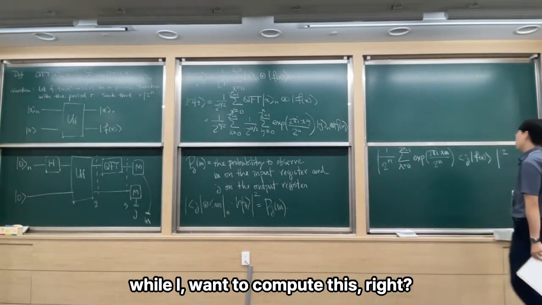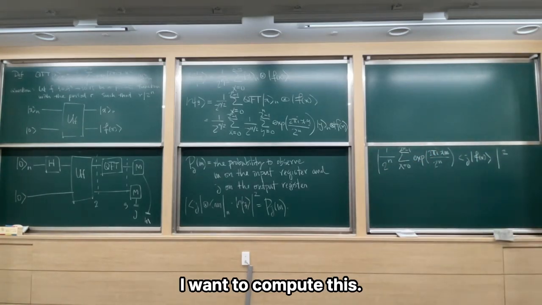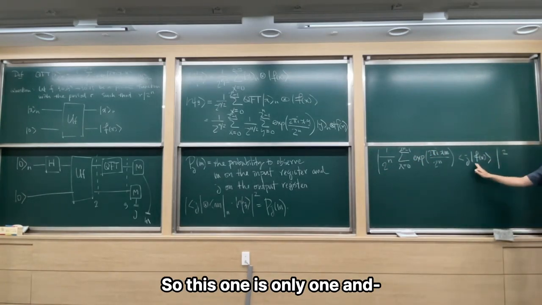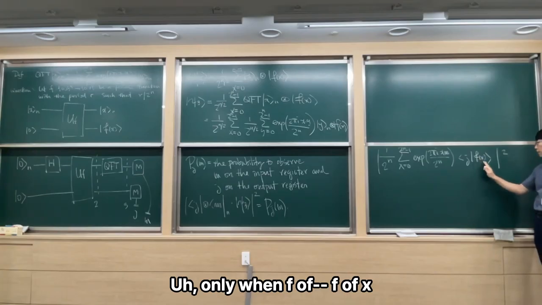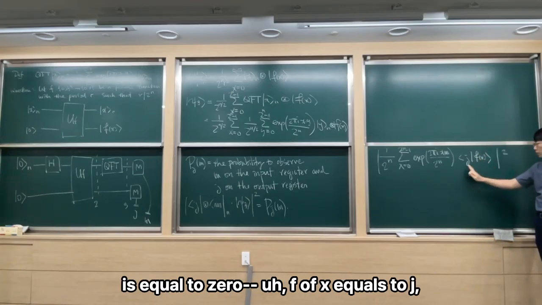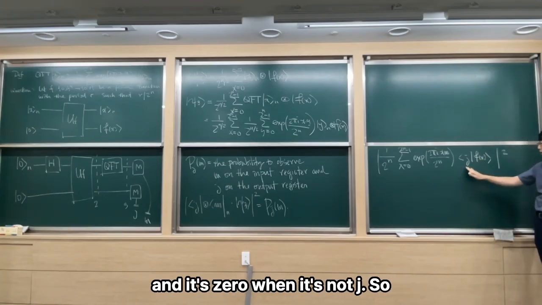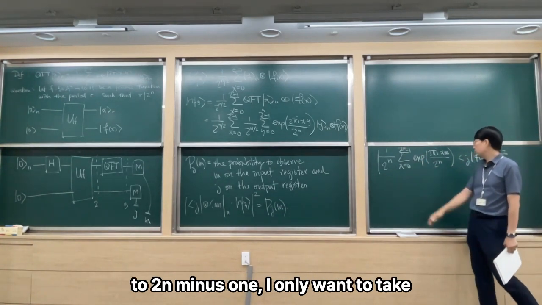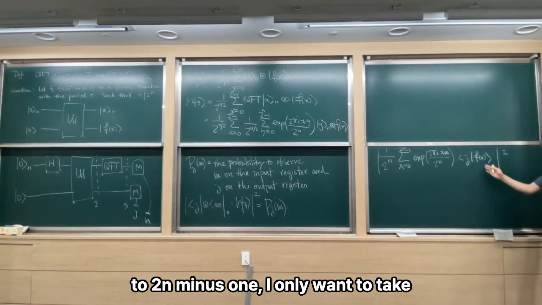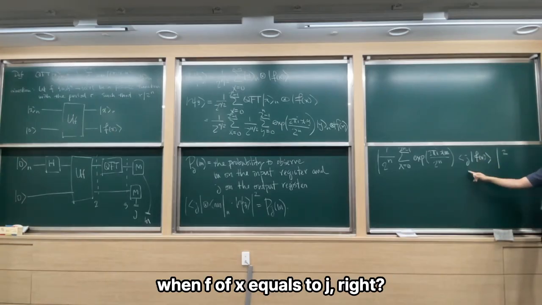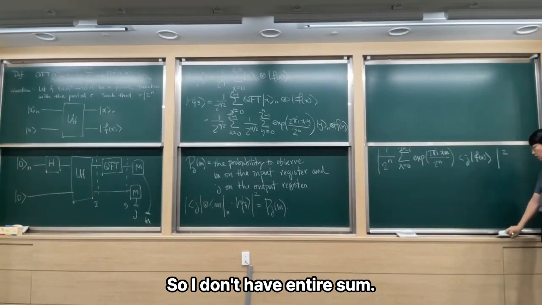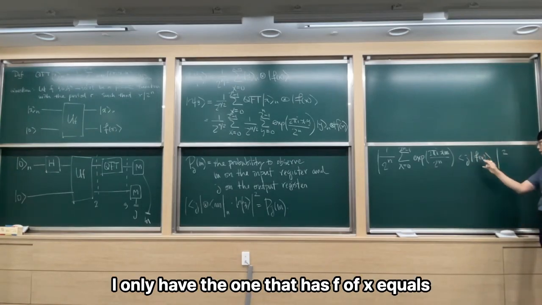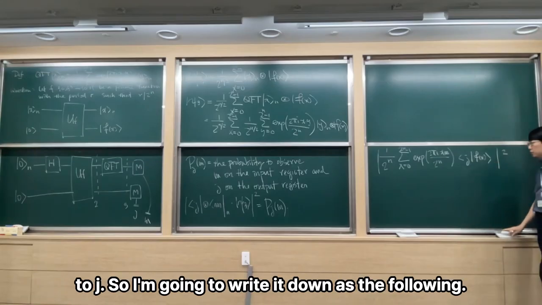So well, I want to compute this, right? I want to compute this. So this one is only 1 when f of x equals j, and it's 0 when it's not j. So even if I take a sum of x from 0 to 2 to the n minus 1, I only want to take when f of x equals j, right? So I don't have the entire sum. I only have the ones that have f of x equals j.